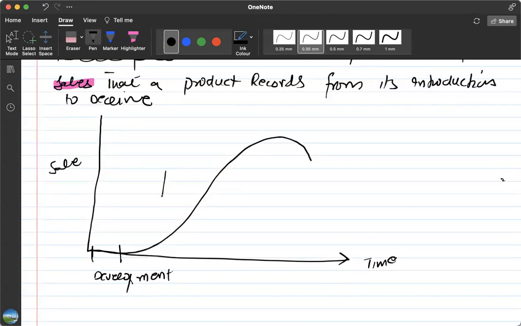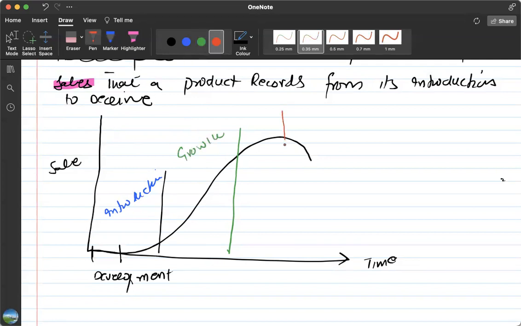Then the next stage we call introduction. Product is introduced to the market. The next stage we have is when the product is being sold rapidly. It's called growth. The next stage we have is maturity, or sometimes we call it saturation. In some books, saturation and maturity are written differently too. And then we have decline. These are the stages of the product life cycle. 1, 2, 3, 4, 5.